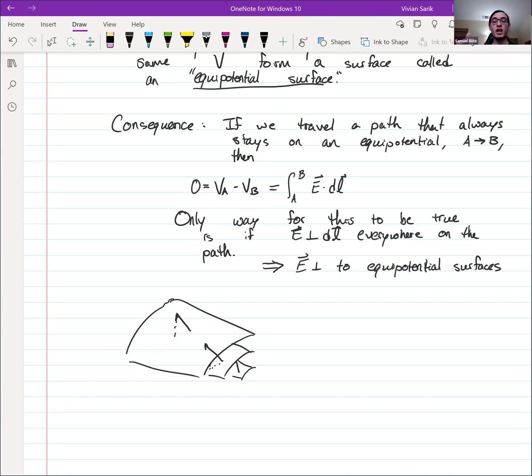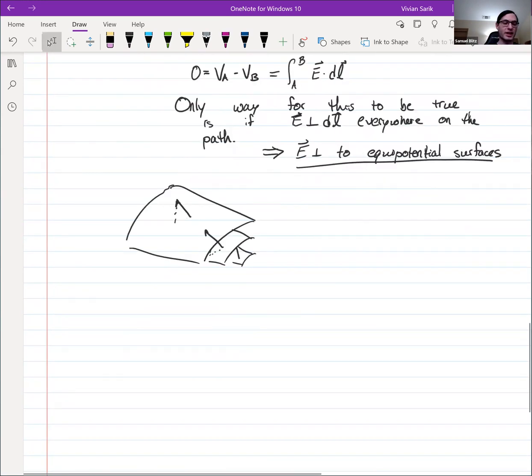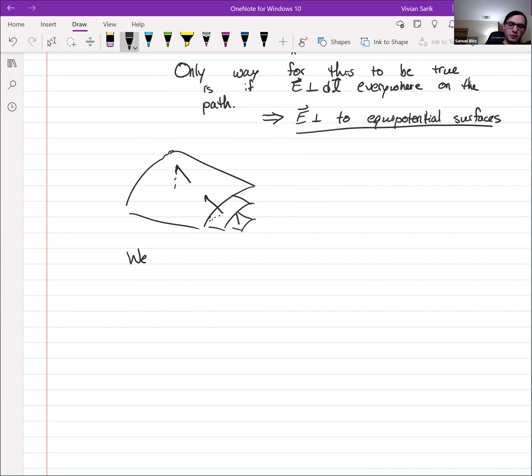Right. There's another consequence of this fact, though, that the electric field is perpendicular to equipotential surfaces. The fact is that we also know that the surface of a conductor always has electric fields that are perpendicular to it.